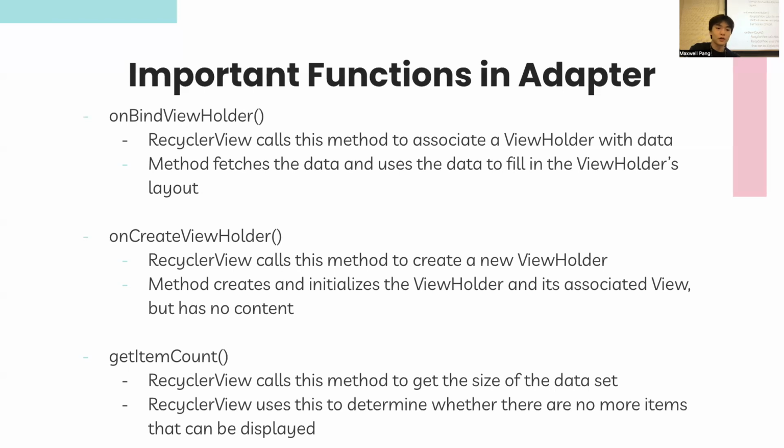And then the third one is getItemCount. The recycler view calls this method to get the size of the data set. This is how it determines whether there are no more items that can be displayed. Normally you want to set this to the size of the data set, but in some specific scenarios, you might want to make it smaller so that you don't display the end of the data set. But usually you just want to use dataset.size. And I think that's all we'll do for our demo and homework.